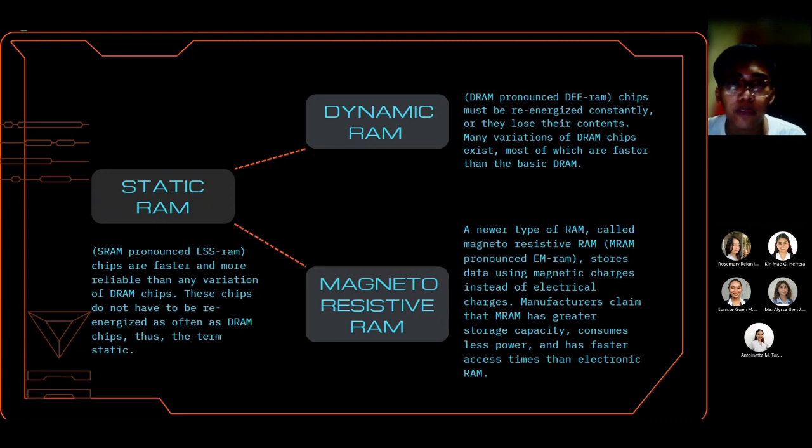Next is dynamic RAM. Chips must be re-energized constantly or they lose their contents. Many variations of DRAM chips exist, most of which are faster than the basic DRAM. Lastly is the magnetoresistive RAM. A newer type of RAM called magnetoresistive RAM or MRAM stores the data using magnetic charges instead of electrical charges. Manufacturers claim that MRAM has a greater storage capacity, consumes less power, and has faster access times than electronic RAM.